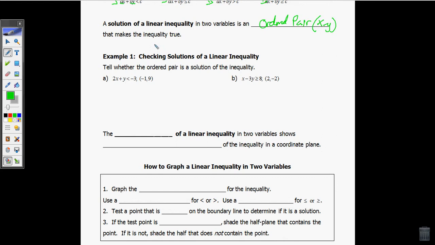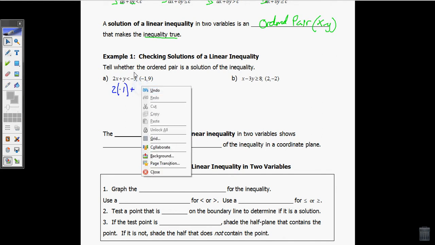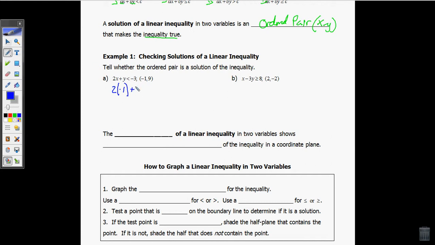Well, if it's a solution, it makes the inequality true. So I should be able to say 2 times negative 1, which is our x value, plus y, which is 9, and that should be less than negative 3. So 2 times negative 1 gets you negative 2, plus our y value, which was 9. Is that less than negative 3? Negative 2 plus 9 should be positive 7. Is 7 less than negative 3? I don't think so. Doesn't work.